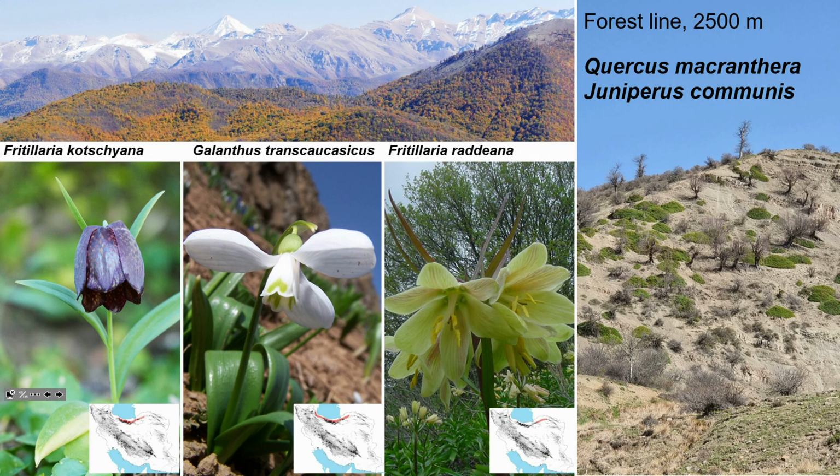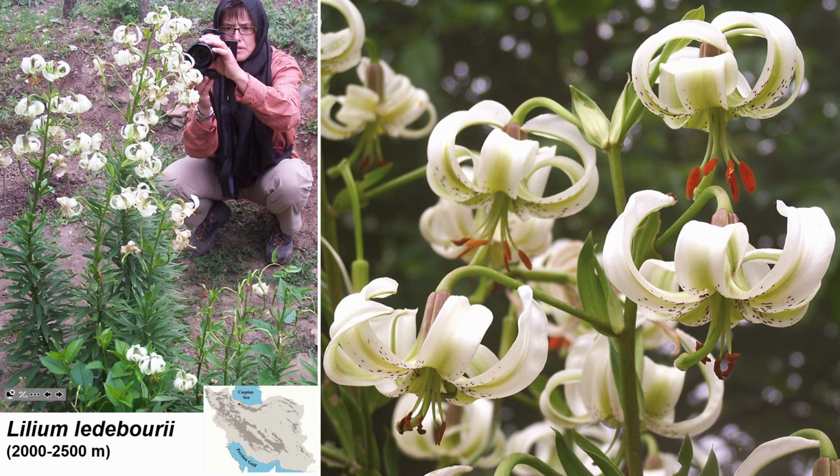And some bulb species at this elevation: Fritillaria kotschyana, Galanthus transcaucasicus, and Fritillaria reuteri. And this is a big Fritillaria, very close taxonomically and phylogenetically to Fritillaria imperialis that I will show you in the next slide, distributed in the Zagros mountains, but here it is Alborz.